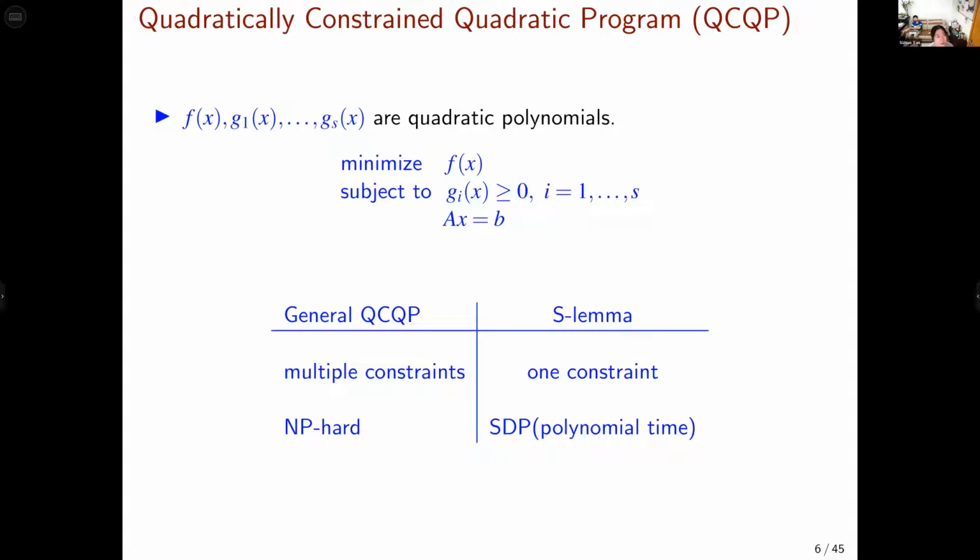On this page we show why the S-Lemma is important. The quadratically constrained quadratic program, or QCQP, is very common in applied mathematics, but it is known as an NP-hard problem in general. However, when there is only one constraint, the S-Lemma case, the QCQP problem can be reformulated as an SDP problem by using the S-Lemma.